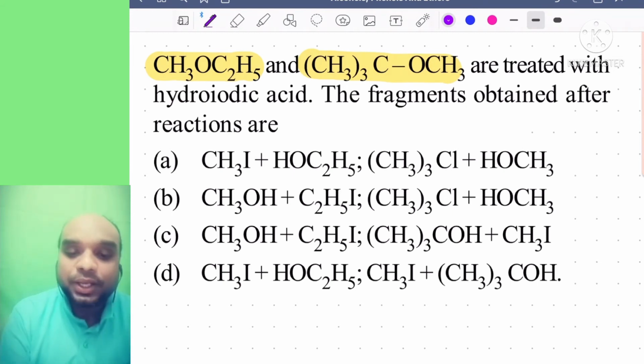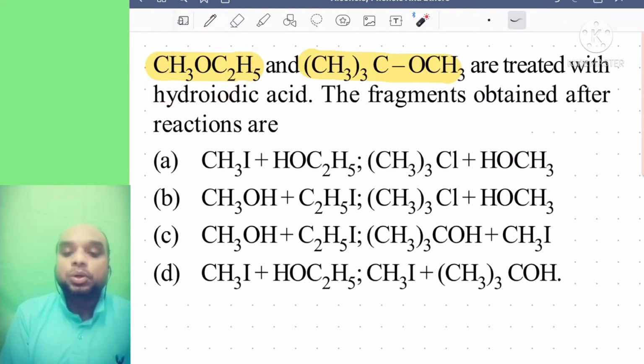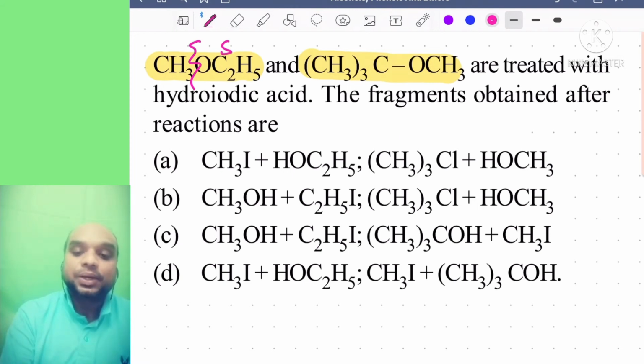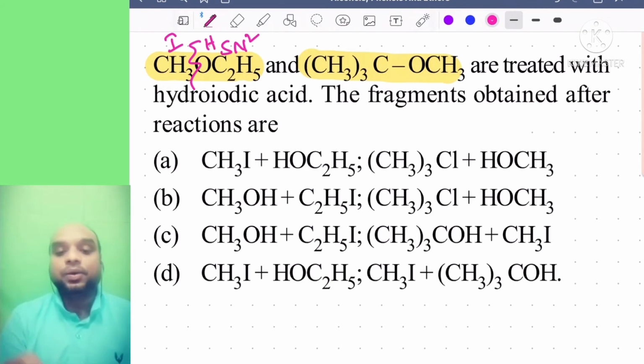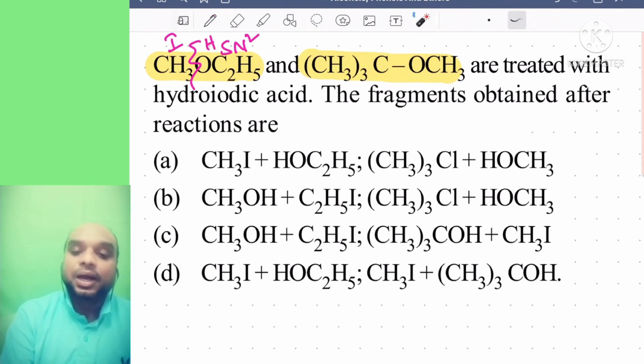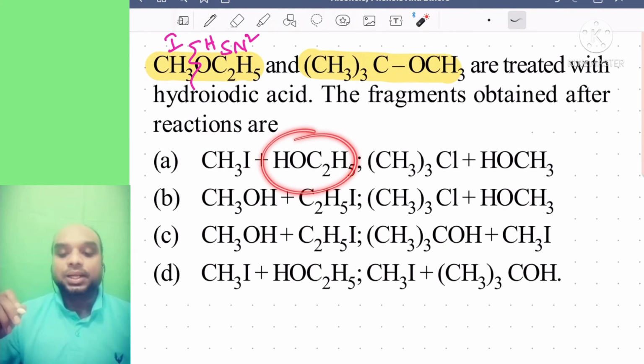So if you take the first compound here, it is not possible to provide a stable carbocation, so it will undergo nucleophilic substitution, the SN2 mechanism. Iodine combines here, and hydrogen combines with this here. There we are getting methyl iodide and ethyl alcohol.